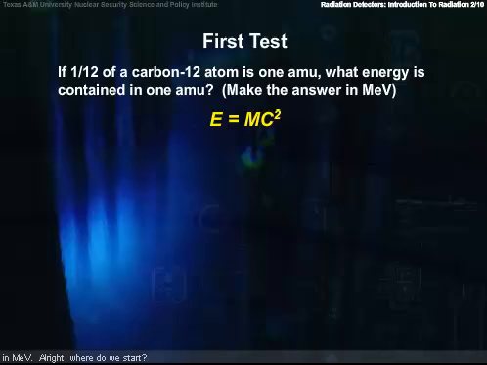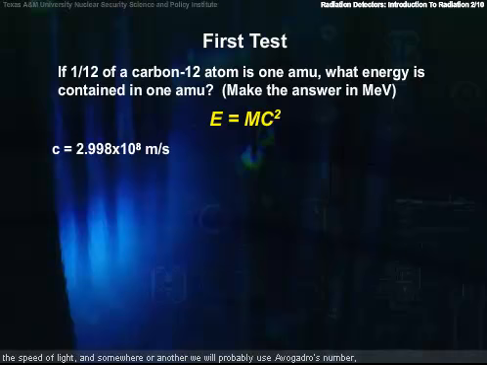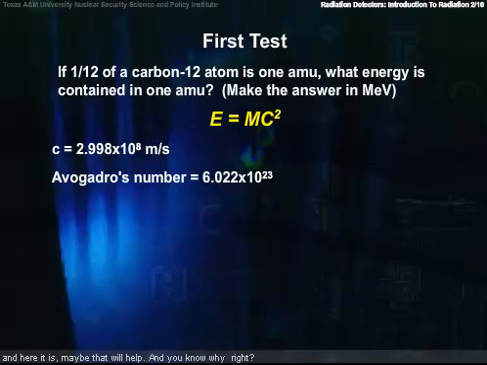Well, all right, where do we start? Well, it's probably an E equals mc squared thing, right? So here's C, the speed of light. And somewhere or another, we'll probably use Avogadro's number. And here it is. Maybe that'll help. And you know why, right? Because 12 grams of carbon-12 is 1 mole, and 1 mole has 6.022 times 10 to the 23rd carbon-12 atoms.